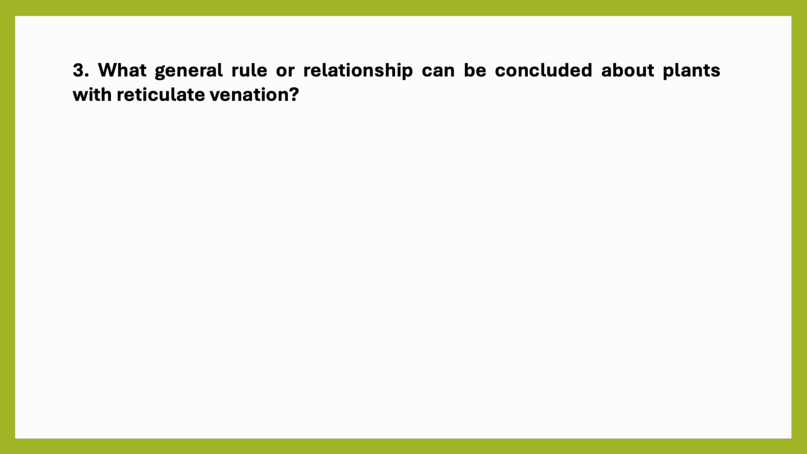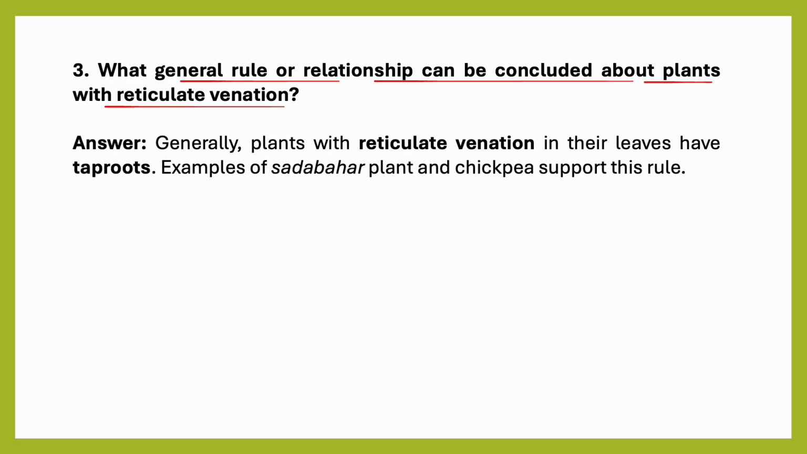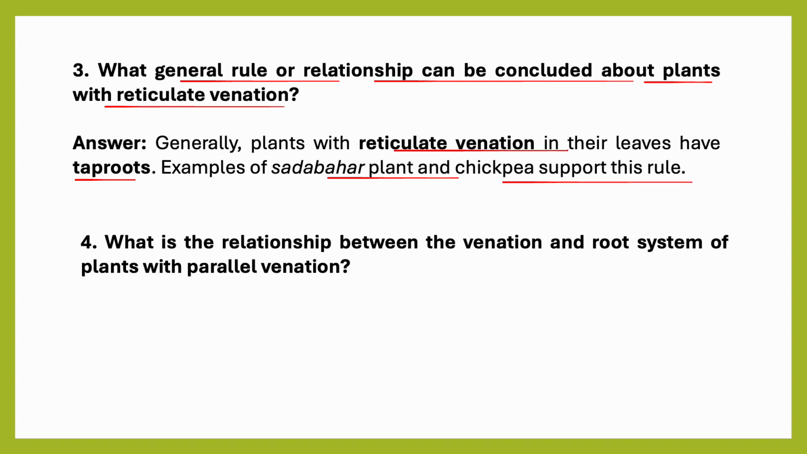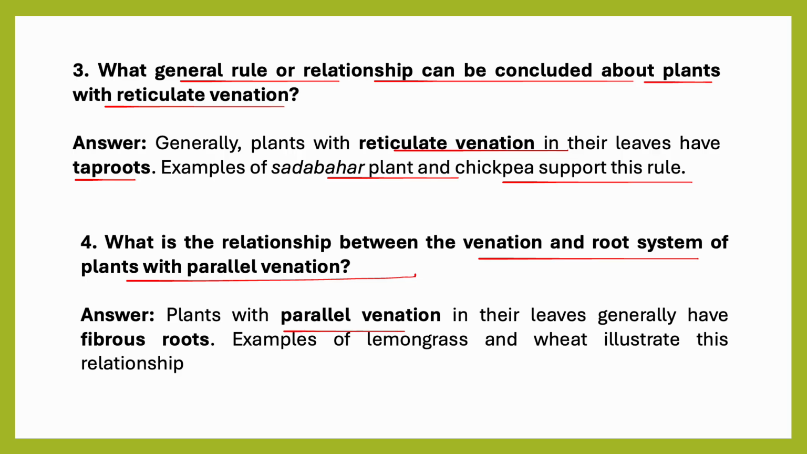What general rule or relationship can be concluded about plants with reticulate venation? Generally, plants with reticulate venation in their leaves have taproots. Examples of the Sadabahar plant and chickpea support this rule. What is the relationship between the venation and the root system of plants with parallel venation? Plants with parallel venation in their leaves generally have fibrous roots. Examples of lemongrass and wheat illustrate this relationship.